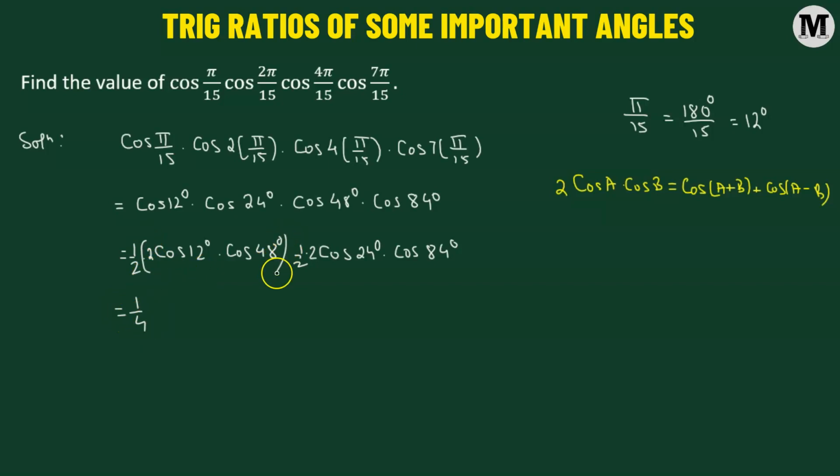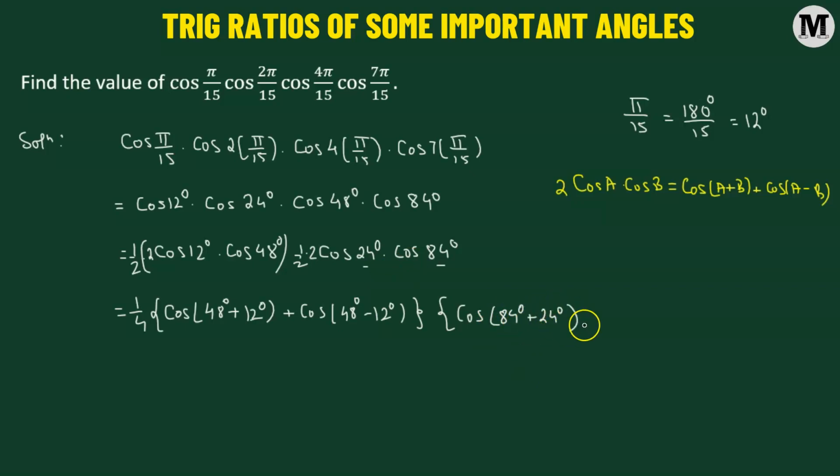So we'll start with 2 cosine 12 degrees times cosine 48 degrees. Here we'll consider A to be 48 degrees and B to be 12 degrees, such that we get cosine of 48 added to 12 degrees, added to cosine of the angle 48 degrees minus 12 degrees. This will be multiplied by the next pair. Here we'll consider 84 to be A and 24 to be B, such that we get cosine of 84 added to 24, added to cosine of the angle 84 minus 24 degrees.